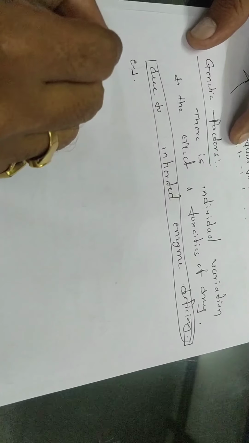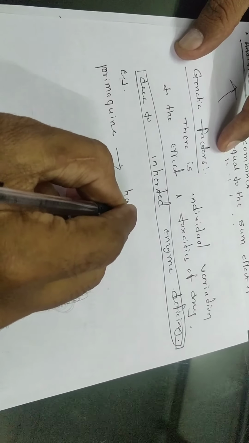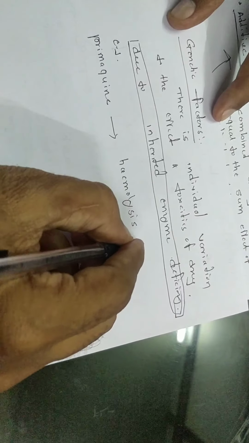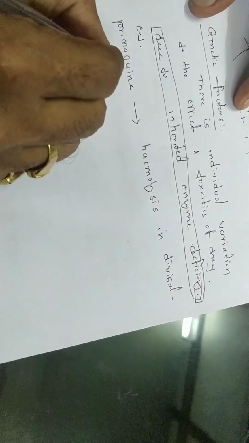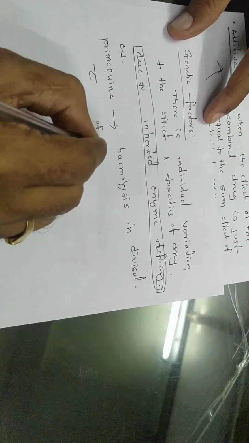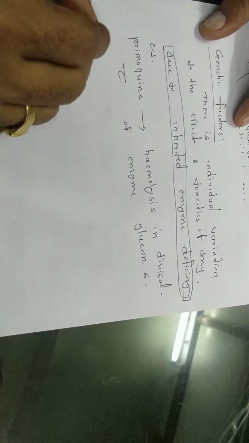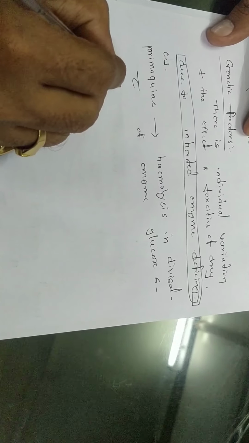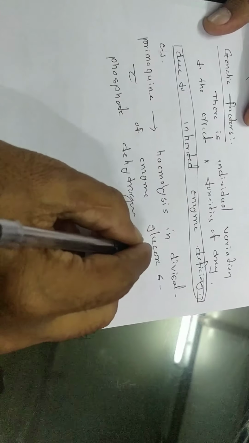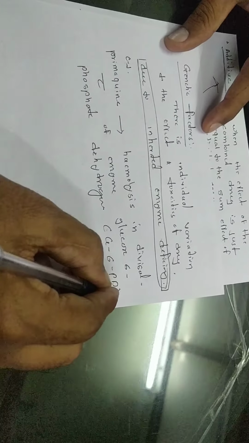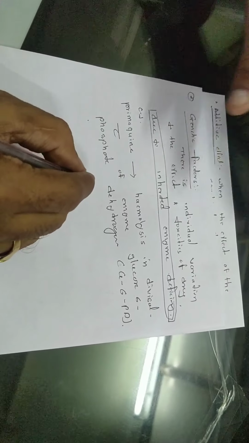Example of that: primaquine produces hemolysis in individuals with deficiency of the enzyme glucose-6-phosphate dehydrogenase, G6PD. Okay, now this chapter is finished.